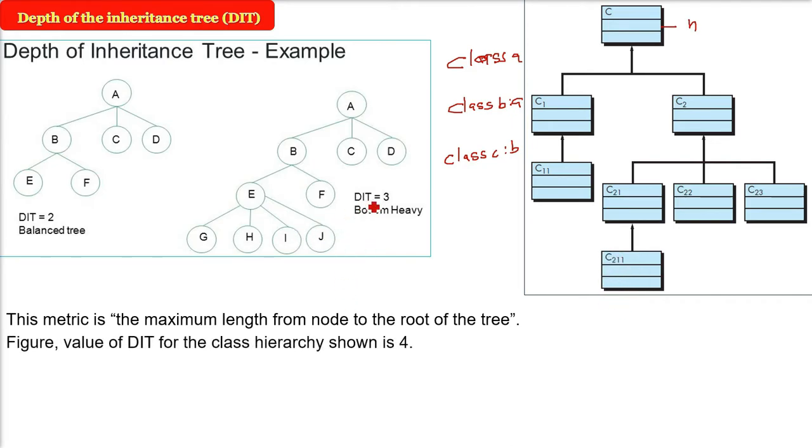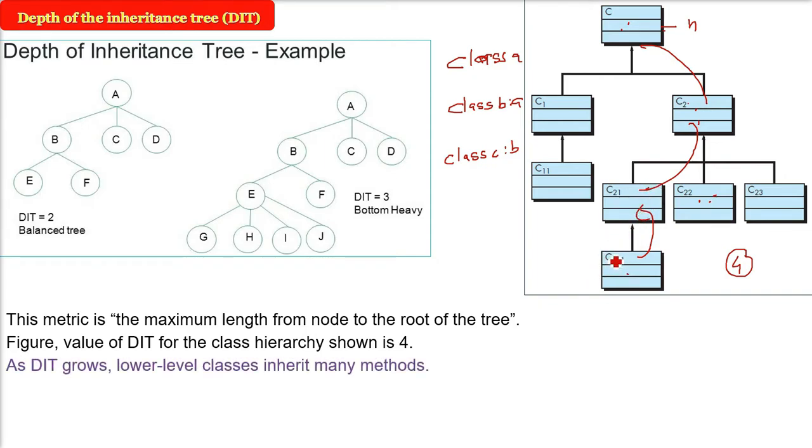How many nodes are you covering? For example, 1, 2, 3, 4. Just compute the number of nodes. You have 4 nodes here, so this is the depth of inheritance. And since we have these C1, for example, C2, the DIT of the class hierarchy in this figure, as I am suggesting, is 4. And when this depth of inheritance increases or decreases, that directly represents the complexity of the object-oriented design.